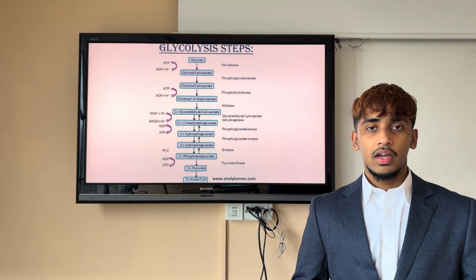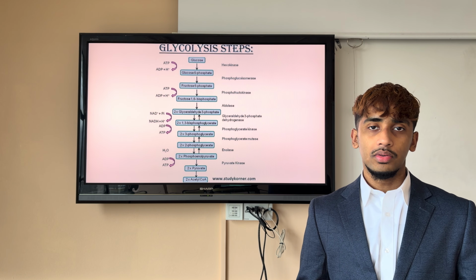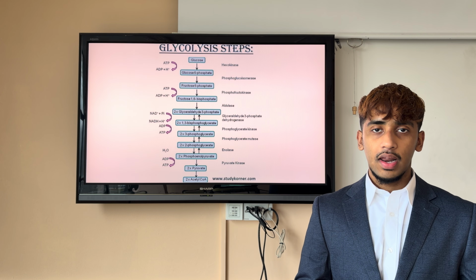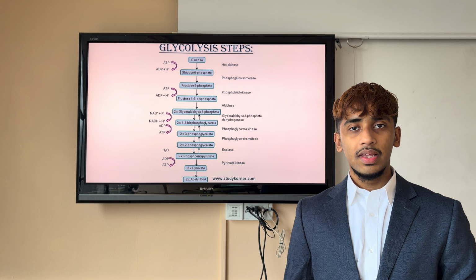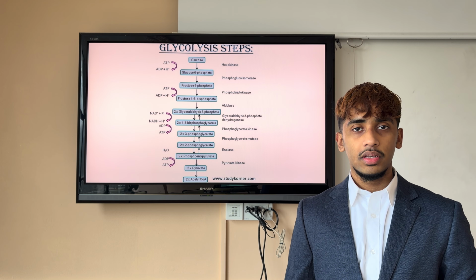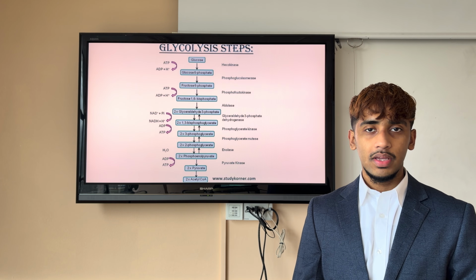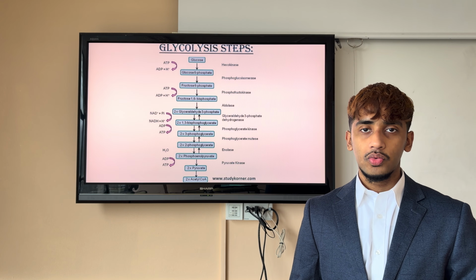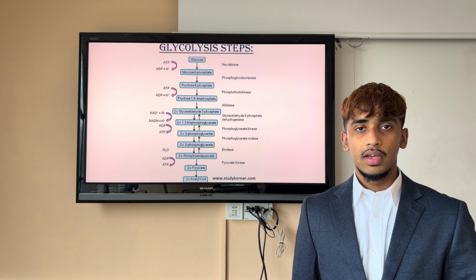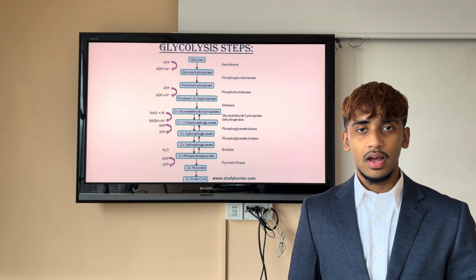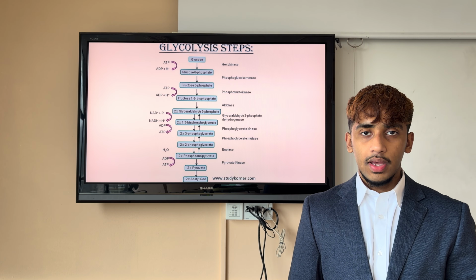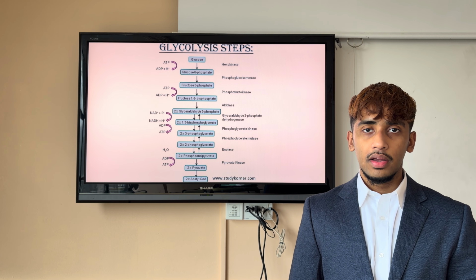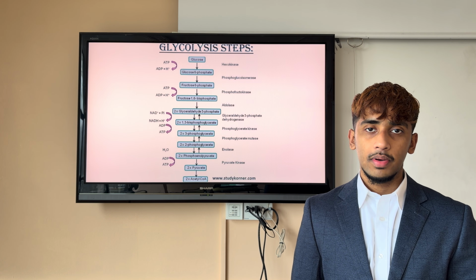At this point, the 6-carbon sugar is broken down into two 3-carbon molecules, dihydroxyacetone phosphate and glyceraldehyde 3-phosphate. Only glyceraldehyde 3-phosphate continues directly, but DHAP is converted into it rapidly. So essentially we now have two identical molecules moving forward. In the energy payoff phase, each glyceraldehyde 3-phosphate is oxidized. NAD+ is reduced to NADH, meaning electrons are being captured for later ATP production.